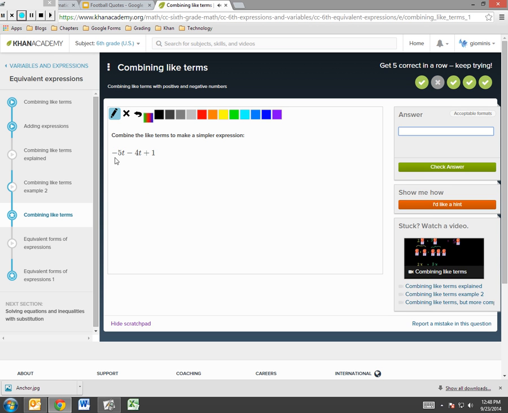Okay, I have negative 5t's minus 4t. These are like terms right here, plus 1. Well, that 1 has no t, so that's going to be left by itself. Again, if I think about it as a number line, and since they're the same variables, I'm at negative 5. Now, I'm going to subtract 4 more. So that means when I subtract on a number line, I go to the left. So I go 1 more, which would be negative 6, 1 more, negative 7, another negative 8, and another negative 9.